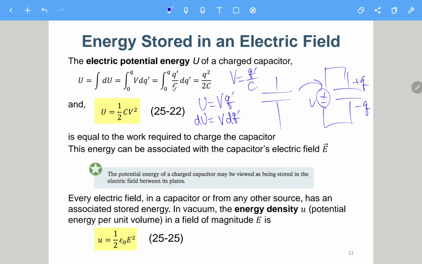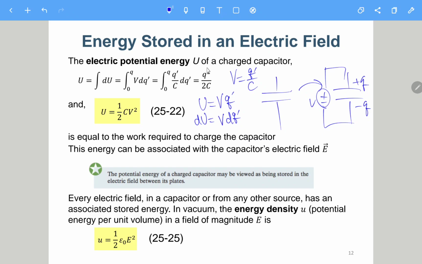Okay, so Q over C and then dQ. C is a constant, so we can just put it out, and then integrating Q prime dQ will be the square over 2. So finally we have Q squared over 2C. This is how we can derive this equation.